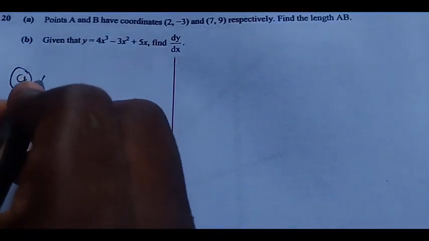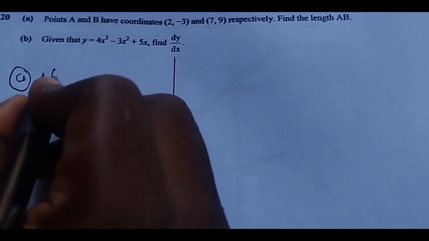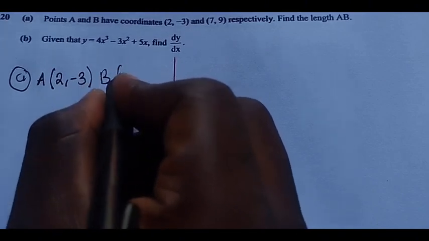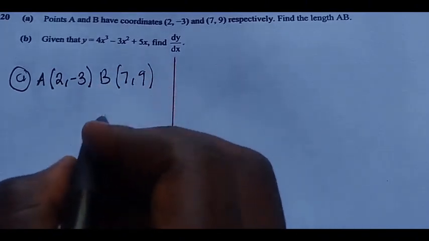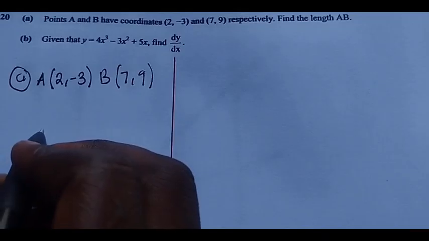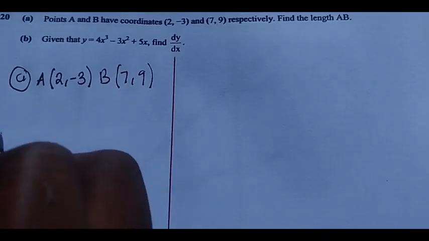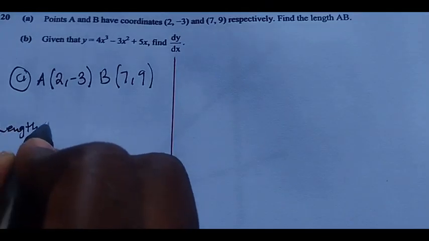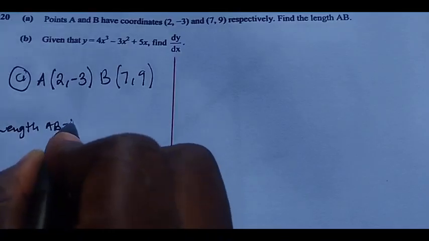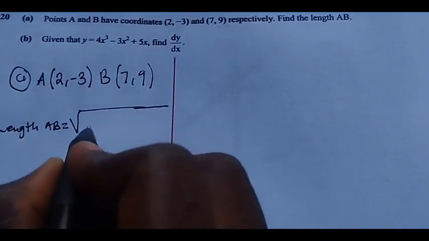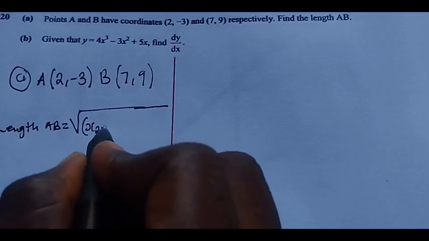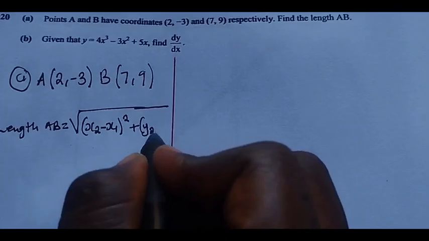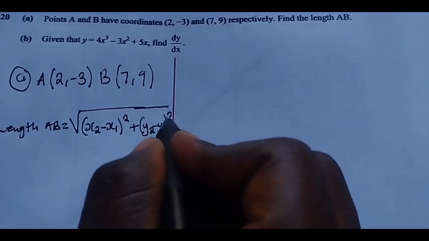So first thing, let's take note of the coordinates that we have. We have 2, -3. Then we also have coordinate B, which is 7, 9. From this point, let us come up with the formula for finding the distance of AB, which is the length of AB. So the length, or you can say distance of AB, is equal to the square root of x2 minus x1 squared plus y2 minus y1 in brackets squared.